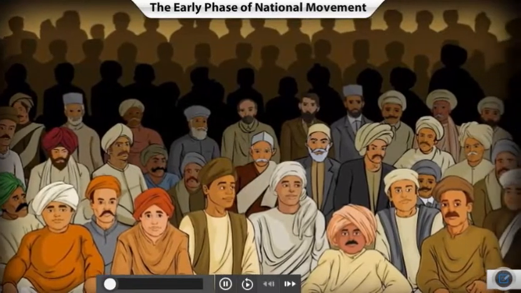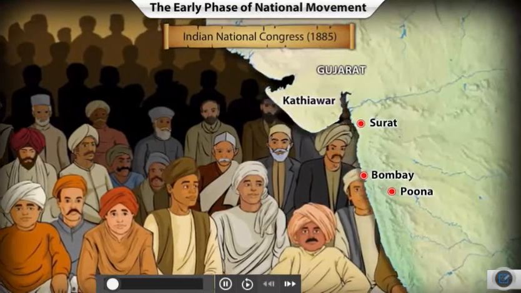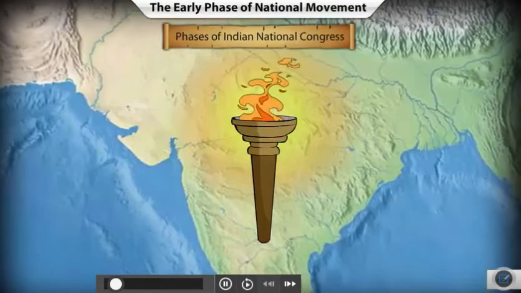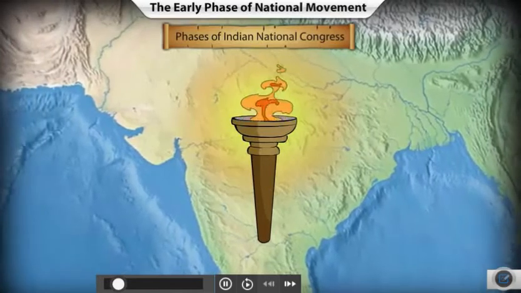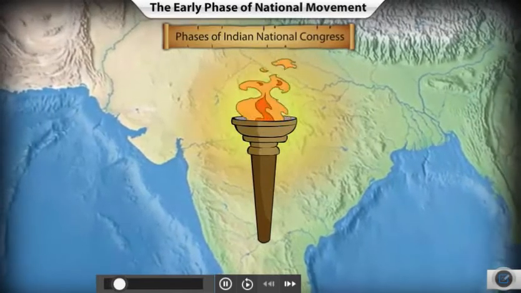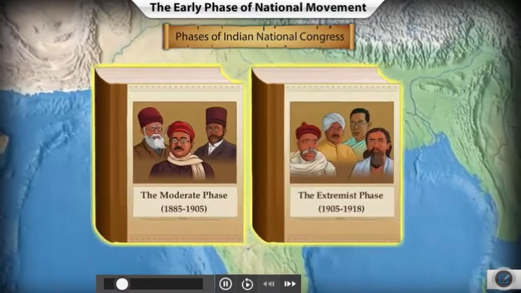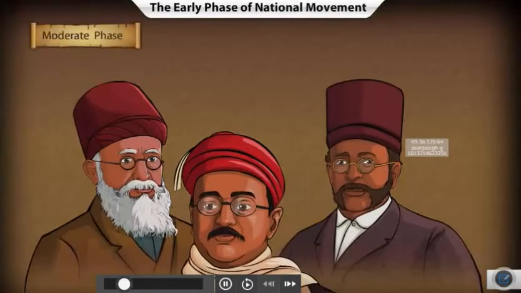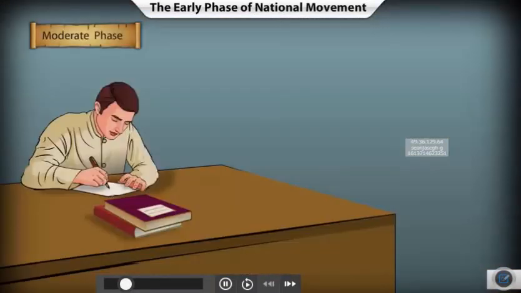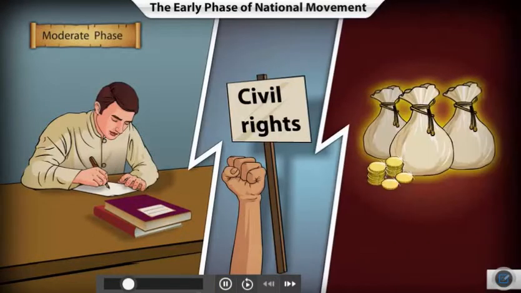The establishment of the Indian National Congress in 1885 marked a new chapter in India's freedom struggle. The activities undertaken by the Indian National Congress from 1885 until independence can be broadly classified into three phases: the moderate phase, the extremist phase, and the Gandhian era. The moderate phase was led by Congress leaders from the educated middle class that demanded administrative reforms, civil rights, and economic benefits in the larger interest of all segments of society.